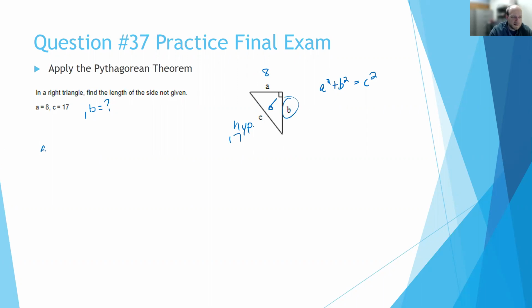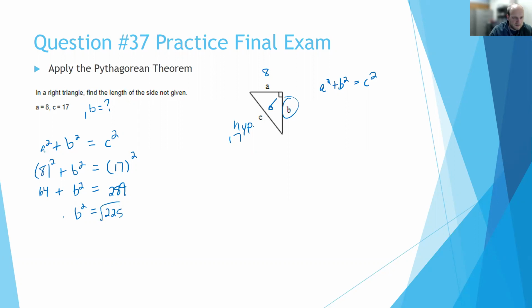Well, what we do here is we take our Pythagorean theorem and we substitute. So a is 8, so I use parentheses. So 8 squared plus b squared equals 17 squared. 8 squared is 64, and 17 squared is 289. Then I subtract. 289 minus 64 is 225. And now I square root. So b is equal to 15.